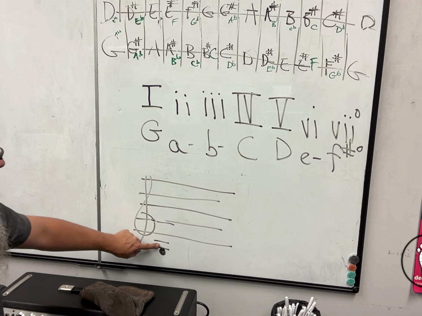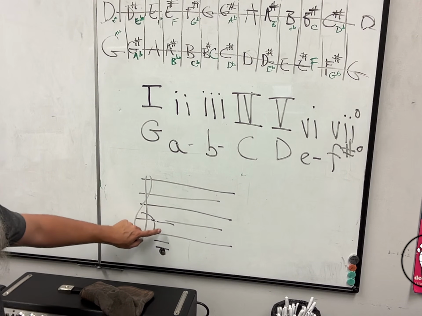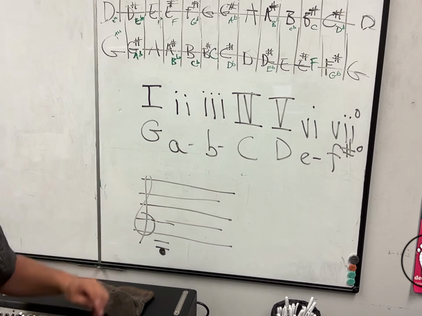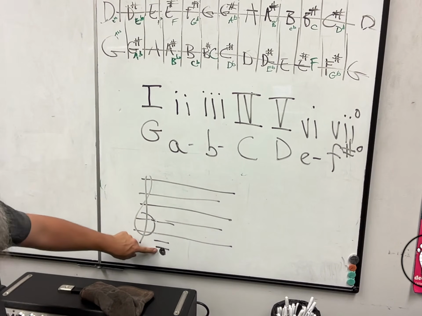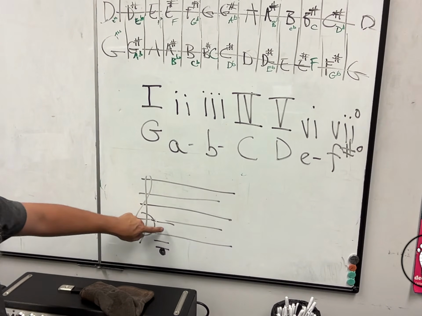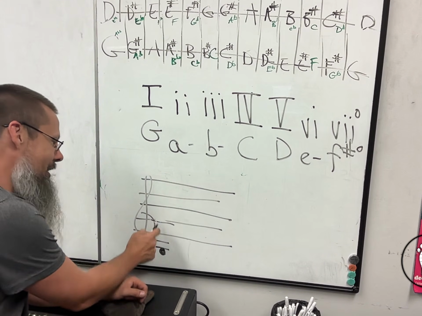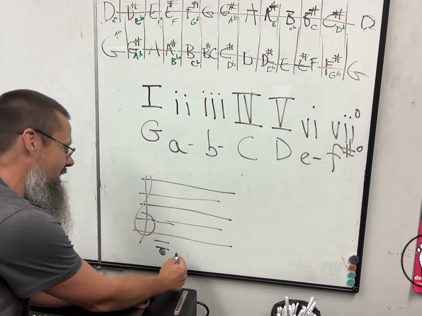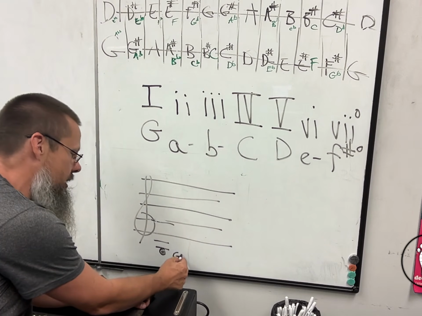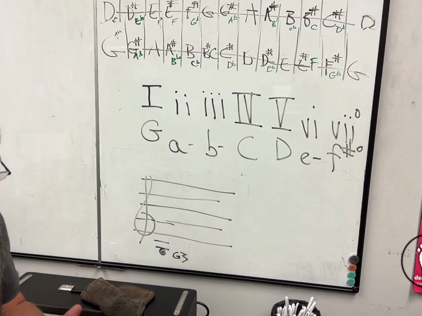1, 2, flat 3, 4, 5, flat 6, flat 7, 1. I don't know why I sang a minor. We're talking about major. G, A, B, C, D, E, F sharp, G. When we're doing this, we can see that our octave goes to G. This is the G3 that we were looking at, which goes up to a D note. What is that D note?